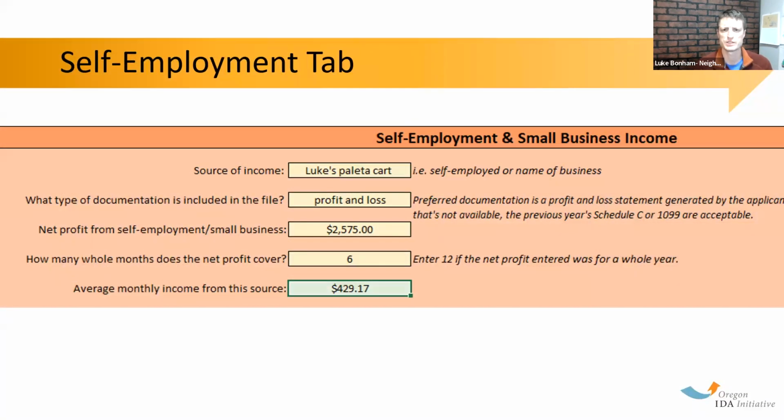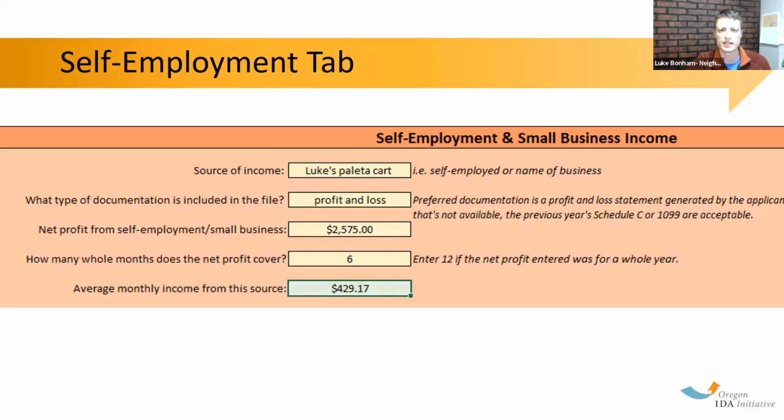Once you have collected the documentation for household members that are self-employed, you can fill this section out. Source of income could be the business name or simply put self-employed. Preferred documentation is a profit and loss statement generated by the applicant. It should show at least 2 months of profit and loss for the business. If you're a micro enterprise provider, you may need to support them with their profit and loss statement before applying.